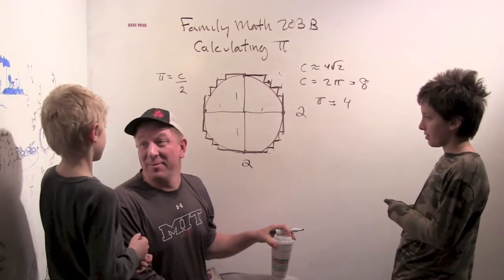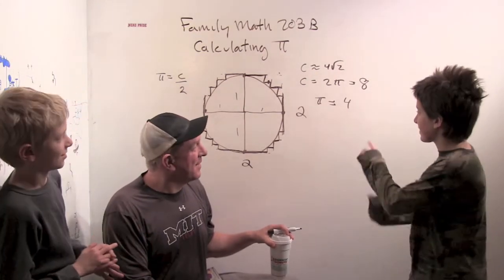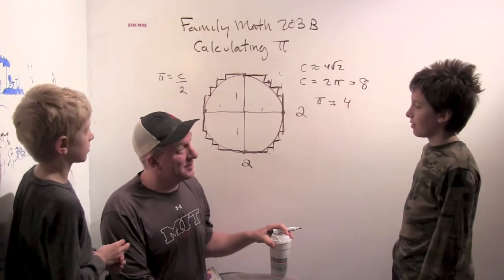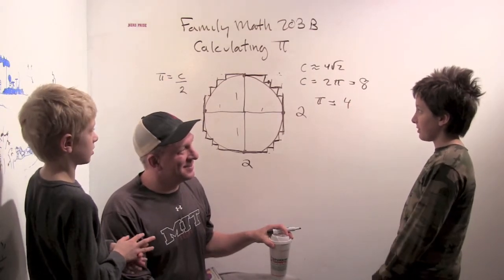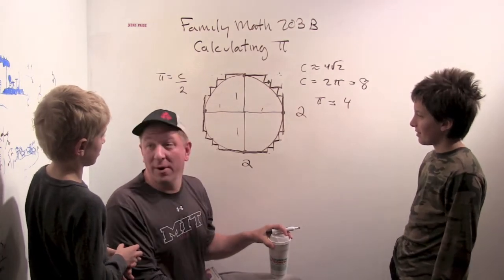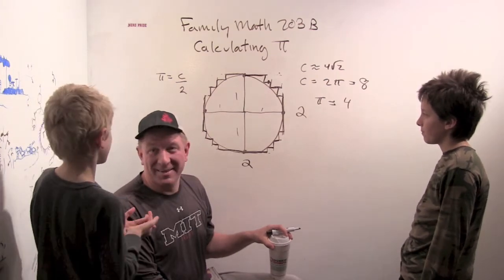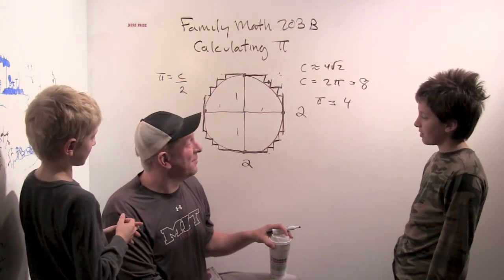It seems pretty strange, right? This isn't exactly pi. Why not? Well, we said that pi is about 3.1. Well, I just proved it's 4. Then what?